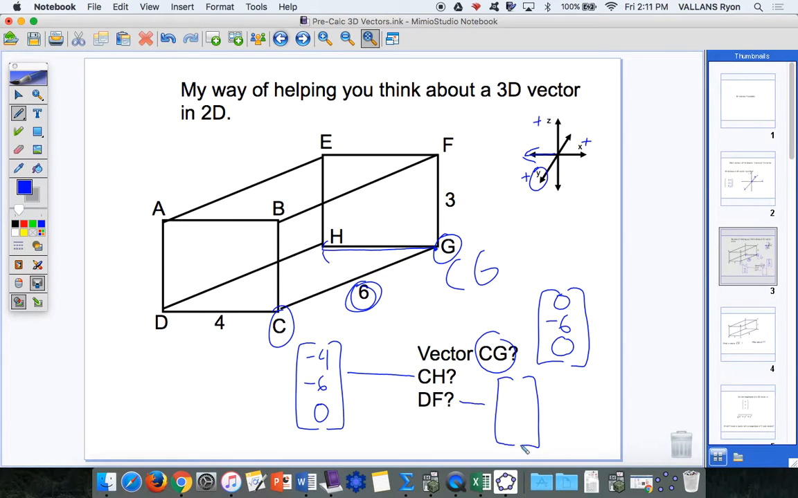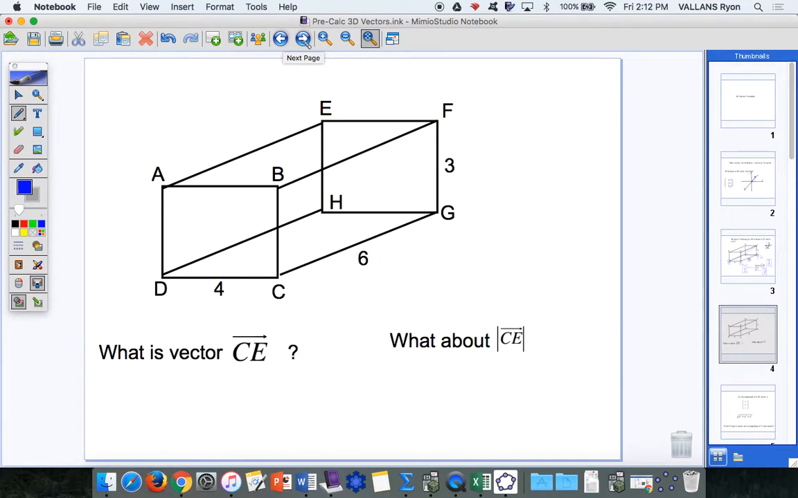What would that one be? Well, starting at D, I need to get to F somehow. So I need to go 4 on my x. I'm going to have to go up to my B, so that's 3 on my z axis. And finally, to get back on F, I have to go 6 that way, but I'm going in the -6 direction. So DF is 4, -6, 3. So that's how we can create these vectors. So DF, see if I can do this, would be a vector that's going that way. Tough to see.